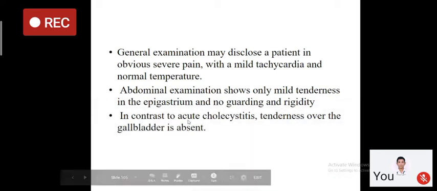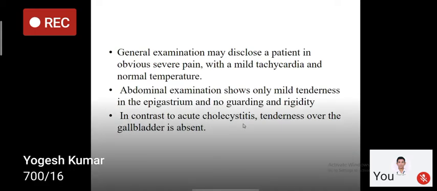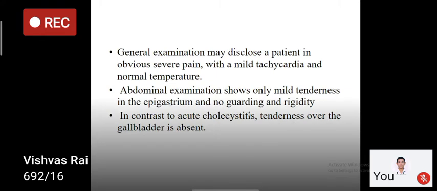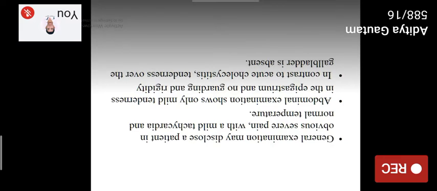These features are in contrast to acute cholecystitis, because in acute cholecystitis there is severe tachycardia, usually the patient is febrile, and there will be severe tenderness in the epigastrium and right hypochondrium, and there can be guarding and rigidity in the right hypochondrium. So why is it important to differentiate between acute cholecystitis and biliary colic?